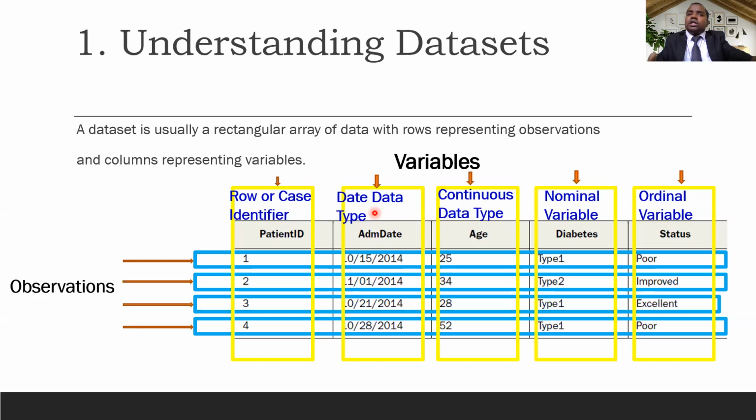So obviously the status poor is indicating that patient 1 is having a bad health condition compared to improved, then compared to excellent. But how much bad we don't know. So there is an order. These orderly variables are known as ordinal variables, and non-orderly variables are known as your nominal variables. Both are known as factors in R programming.